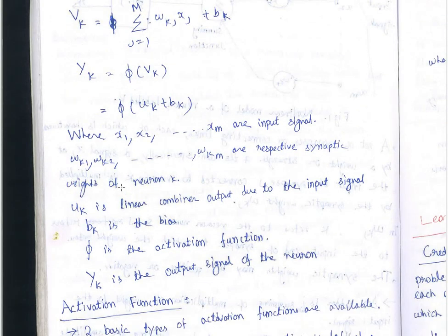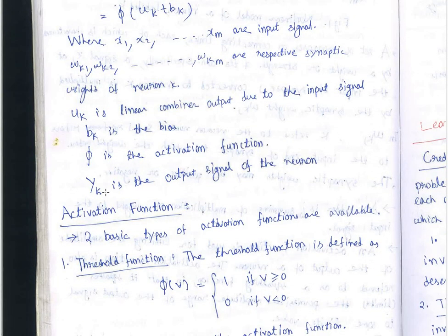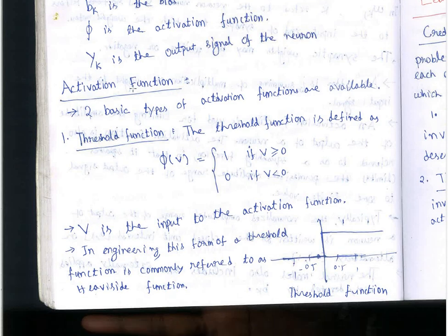The equations are given here, where x1 are the input signals, features actually, w are the weights, uk is the linear combiner output, bk is the bias value, phi is the activation function, and yk is the output signal.